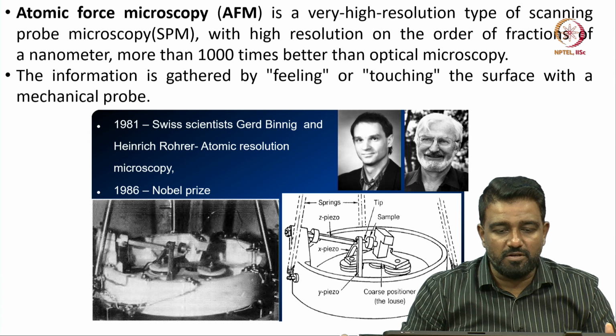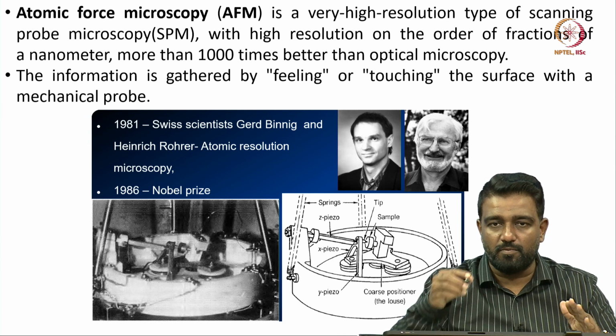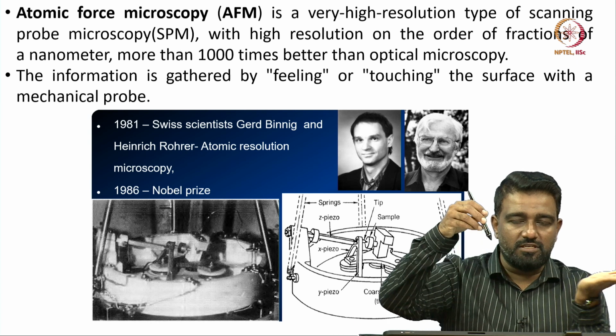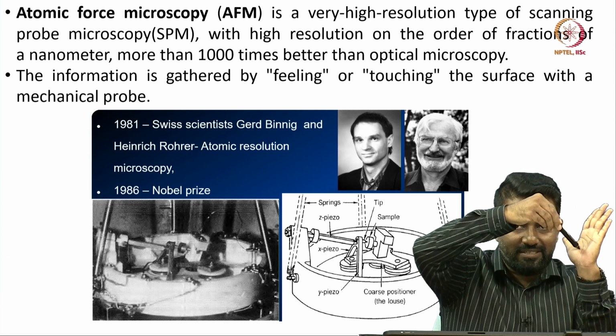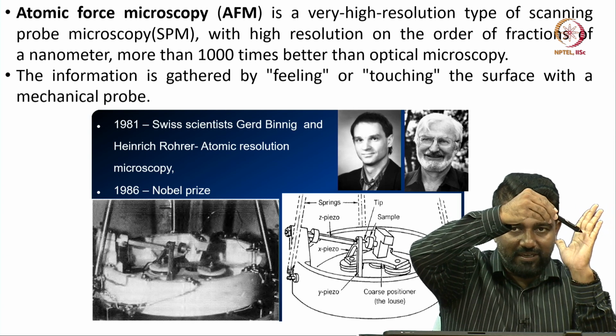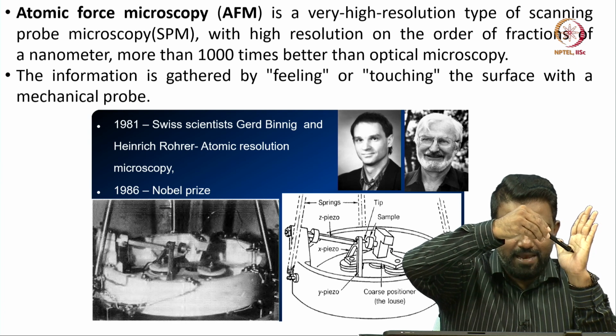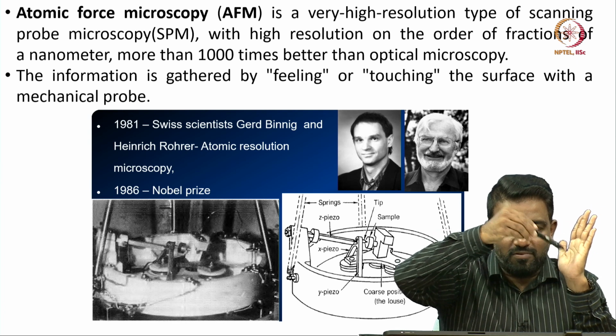The information is gathered by feeling or touching because the probe will actually touch. Suppose this is a sample and the probe is there. This probe will touch the tissue and you can scan it across the tissue, but it is actually making a physical contact. What will happen here is that you have to have a tip which can be a cantilever.